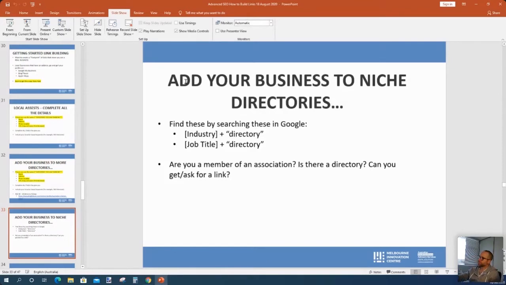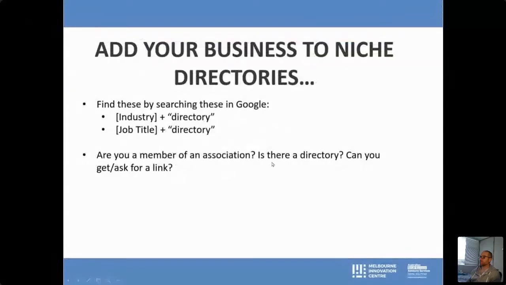The other thing you need to think about with niche directories is, are you actually a member of an association that you pay up for? Maybe there's some sort of professional association or some sort of union. And is there a directory relating to that membership that you get? And can you ask or get a link from that membership association or organization? Most member associations these days do have their own member directory.